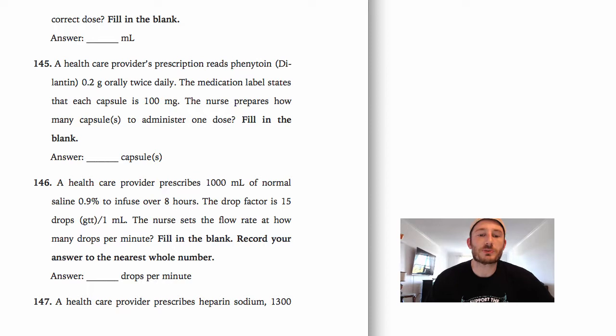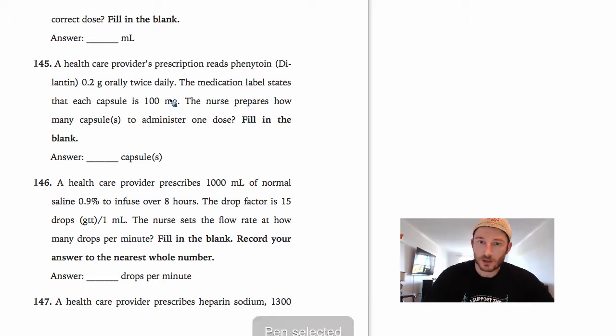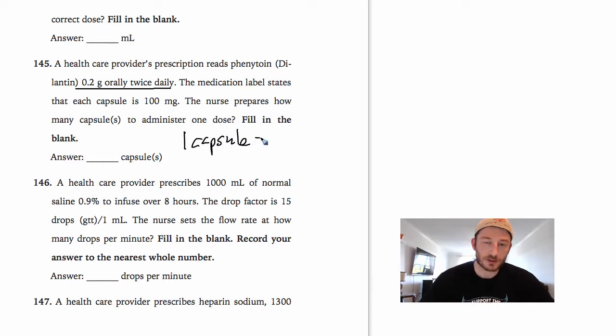All right, number 145. A healthcare provider's prescription reads phenytoin, Dilantin, 0.2 grams orally twice daily. Kind of a mouthful, but we'll underline it and know that's the order. The medication label states that each capsule is 100 milligrams. So I could write 1 capsule equals 100 milligrams if I wanted to. The nurse prepares how many capsules?